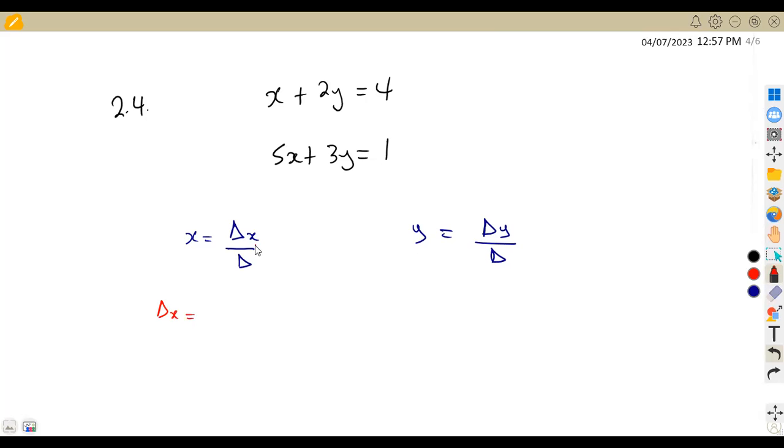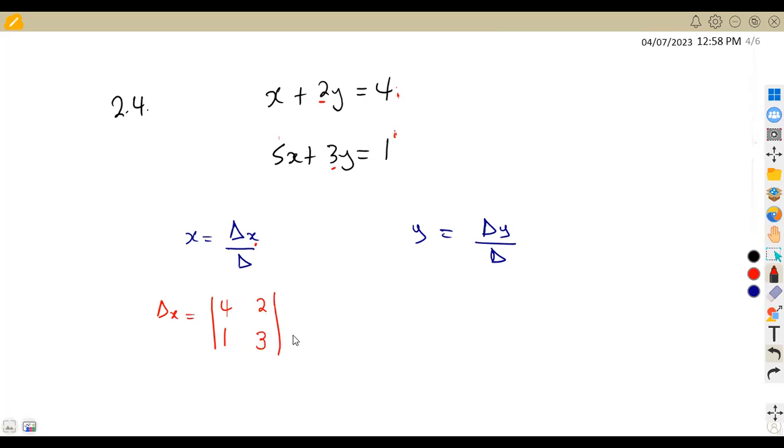It means in place of x, this x here, we replace with the constants, which is 4 and 1. So this is going to be 4, 1. But for y, it is going to remain as it is. You take the coefficients of y as they are, +2 and +3. So this is 2 and 3.